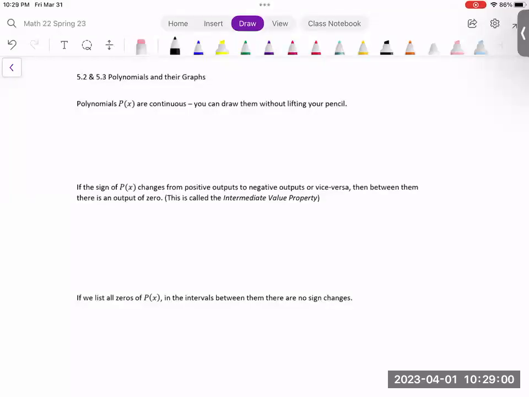Now we're going to talk about some properties of polynomials. So first up, polynomials are continuous. We can draw them without lifting our pencil. The domain of all polynomials is always, no matter what, negative infinity to infinity. So when we say that polynomials are continuous, what this means is that there are going to be no breaks or jumps or missing points in our graph.